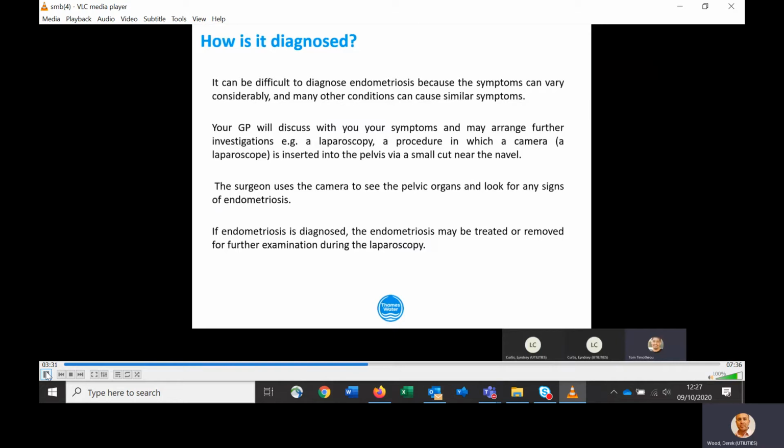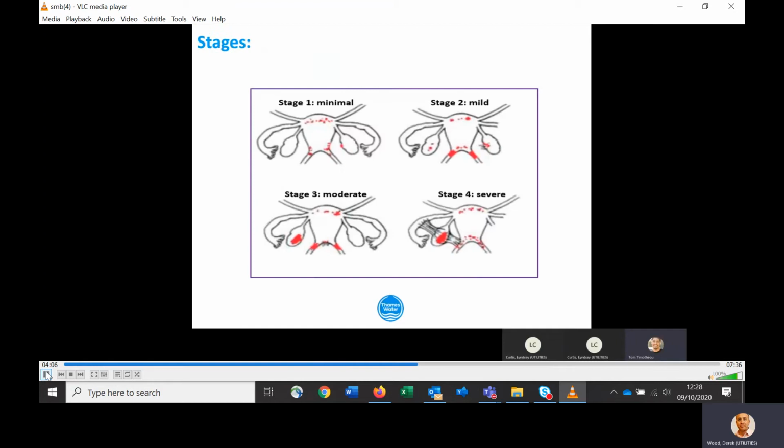your symptoms with you. They potentially could do a laparoscopy, which will be further investigation to essentially put a camera down into the pelvis, closer to the navel, and see whether they can see anything. The surgeon usually uses this camera to see. They'll make a small cut near the pelvis, and they'll see any signs of endometriosis within that. And if it is diagnosed, endometriosis may be treated or removed for further examination during that laparoscopy.